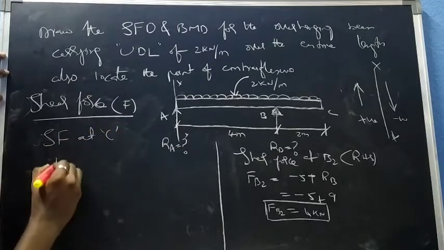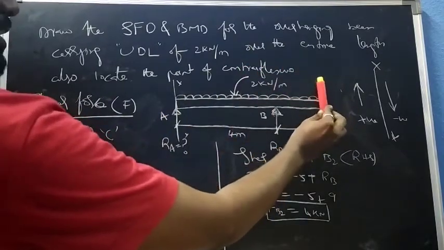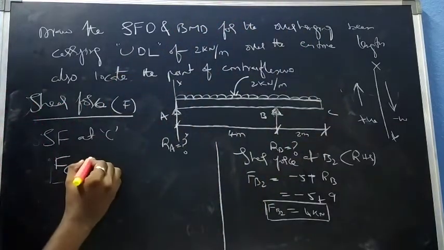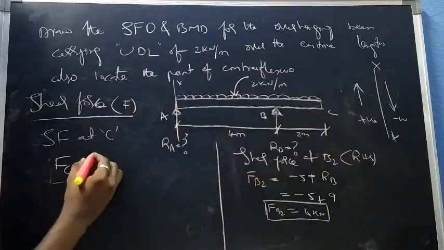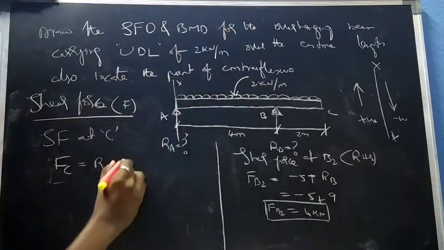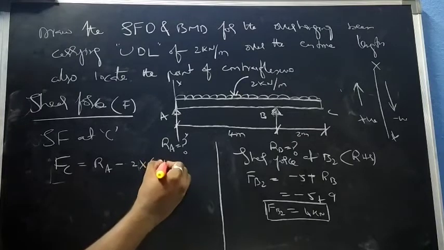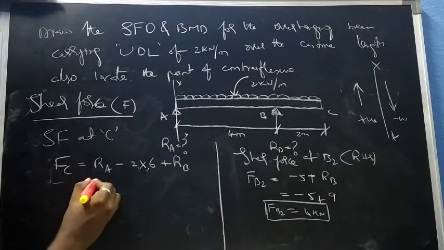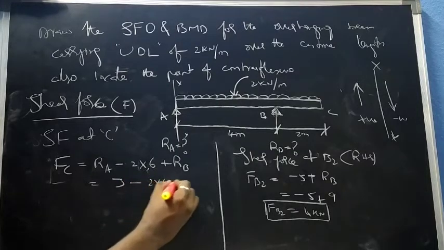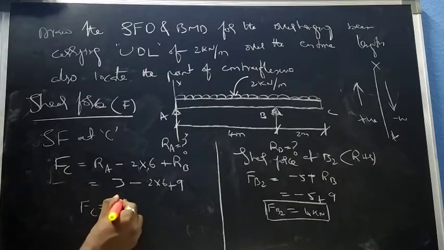Now we have to find the shear force at C. FC equals, so we need to consider all the forces on my left. In our case we have RA, RB and the B1, B2 values. Put the values: RA is positive, going upward on my left, minus the uniformly distributed load, that is 2 into 6 since it is acting on the entire span, plus RB, which is also positive. RA is 3, minus 2 into 6, plus RB value 9. So from here FC, the shear force at C, is 0 kilonewton.